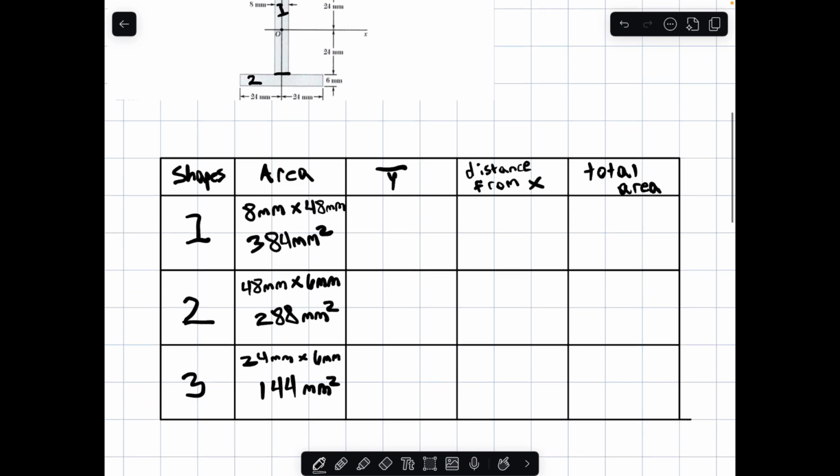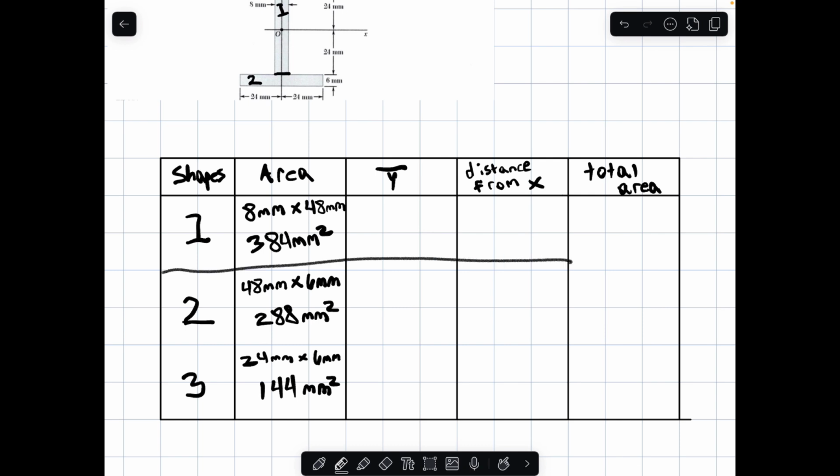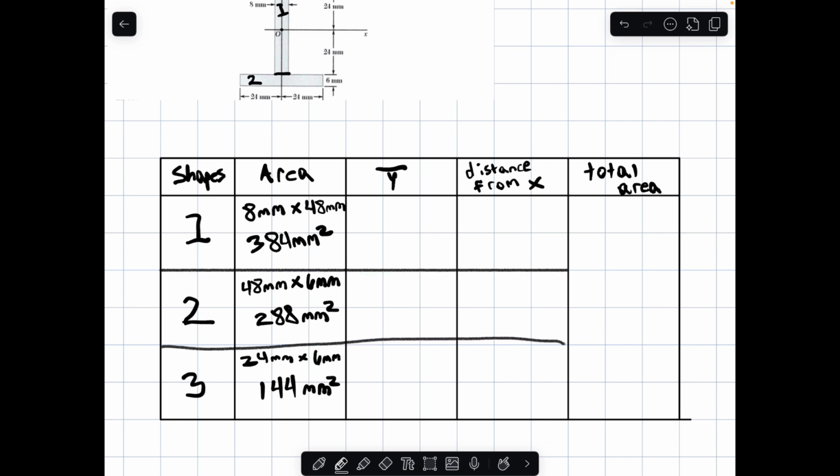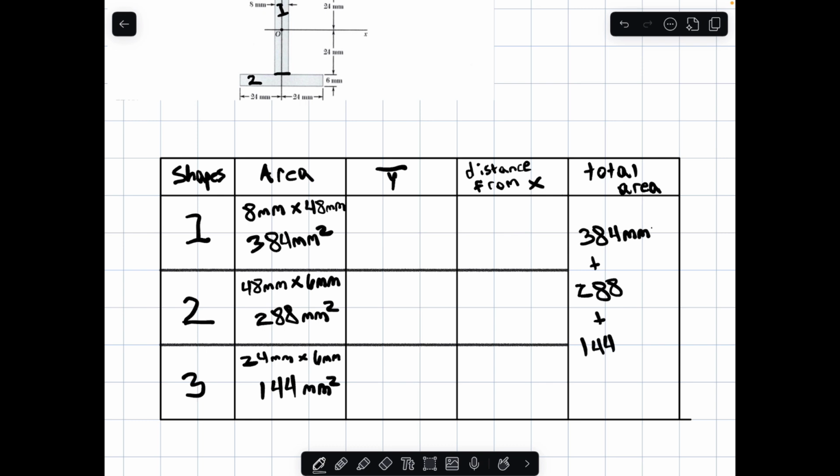Now, since we are adding them all together, we don't need to subtract any shapes. I'm just going to add them all together. So that would be 384 plus 288 plus 144, which gives us 816 millimeters squared for the total area.